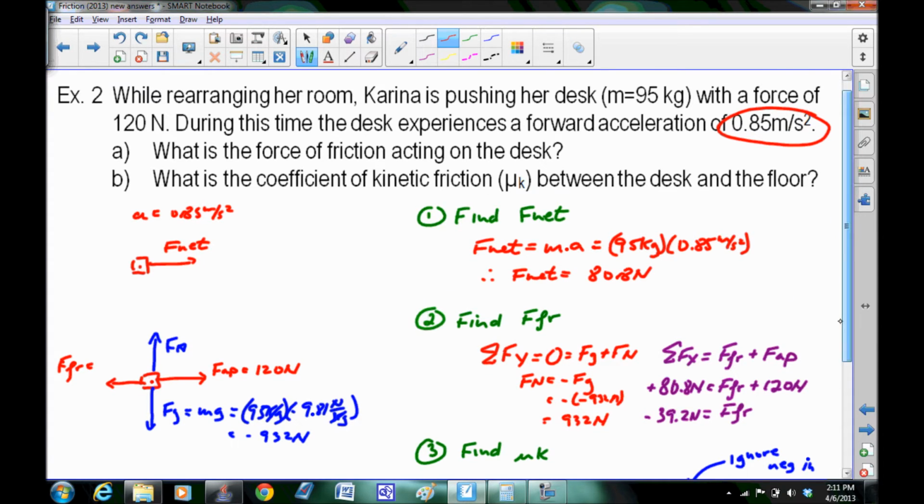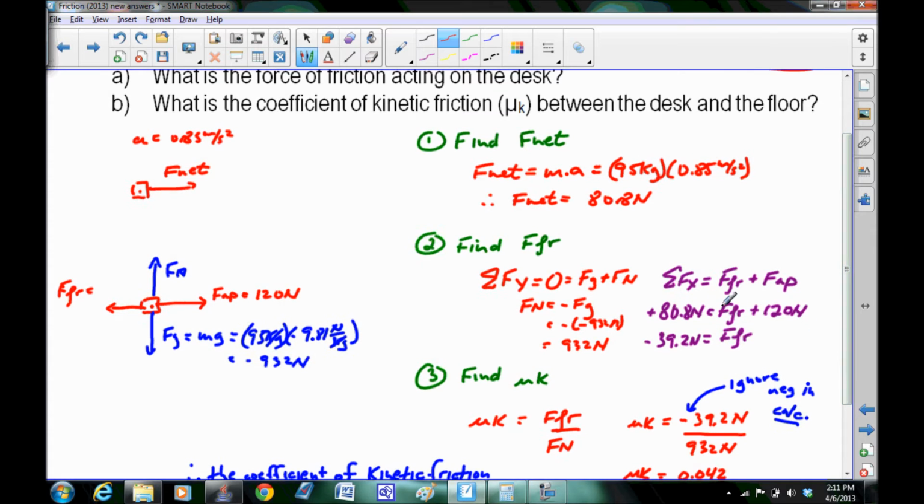Now to find friction, we can use our free body diagram. I know that the sum of the forces acting in the x are going to equal friction plus my applied force. Here I know that my F net is equal to the overall Fx force, 80.8 newtons. I know my applied force was 120 newtons forwards, so my friction force must have been acting backwards at 39.2 newtons. So I've got my friction force.